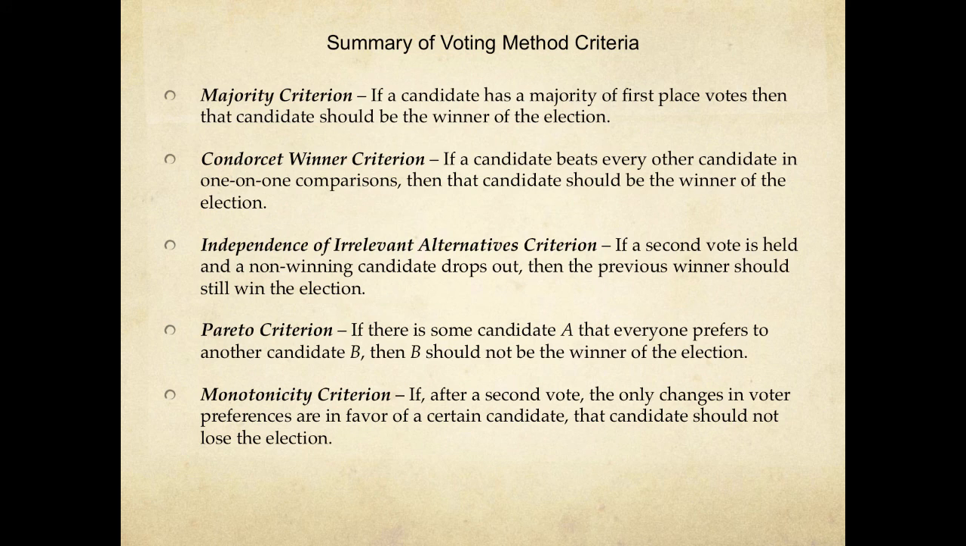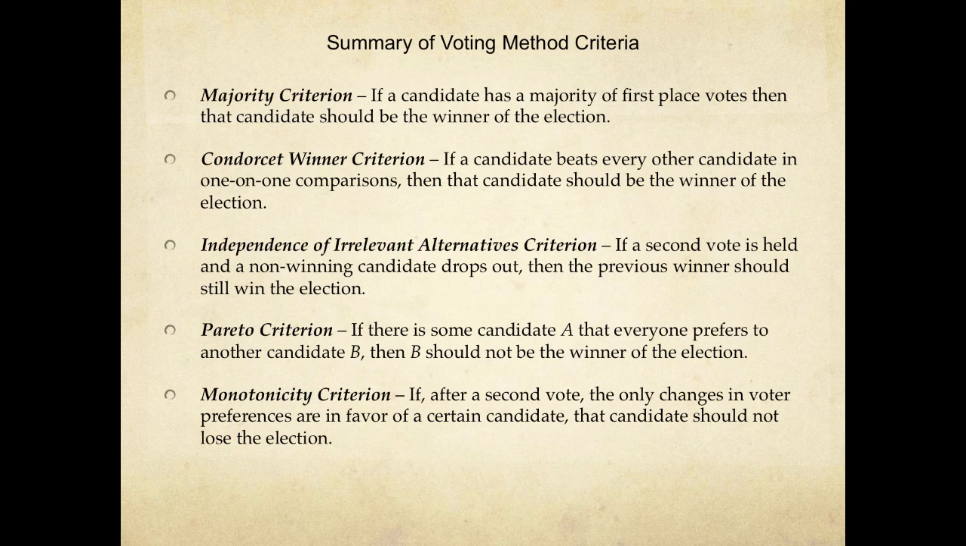The Pareto criterion. If there is some candidate, A, that everyone prefers to another candidate, B, then B should not be the winner of the election. Another condition of fairness that would be fair to A. If everyone prefers A over B, then how could B win? We'll see that some of the methods of voting with 3 candidates can violate that condition of fairness.